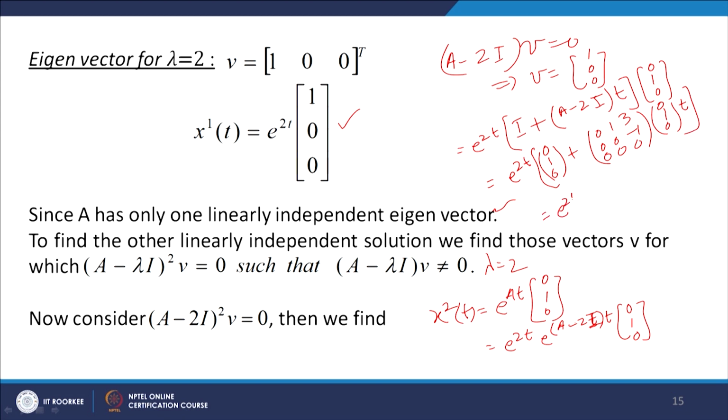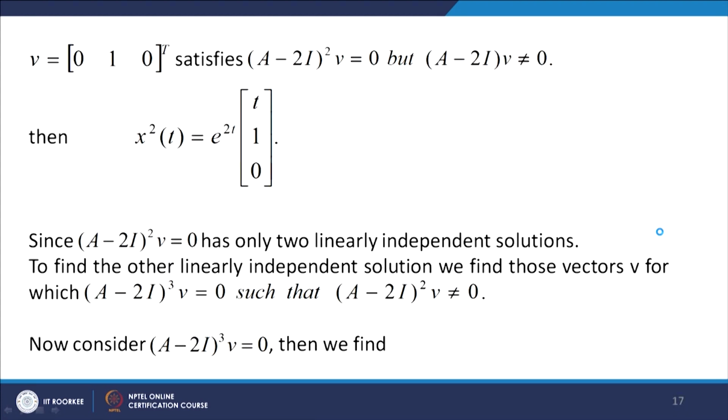So, e to the power 2t times 0 1 0, and then when you multiply the matrix with 0 1 0, you get 1 0 0 here, and multiplied by t. So, what you get is e to the power 2t times (t, 1, 0). So, one solution is this that we have got. Now, we have x2(t) equal to e to the power 2t (t, 1, 0). This is one another solution.